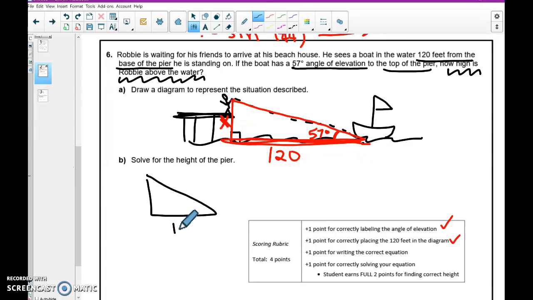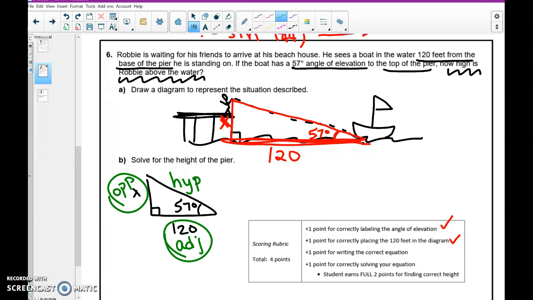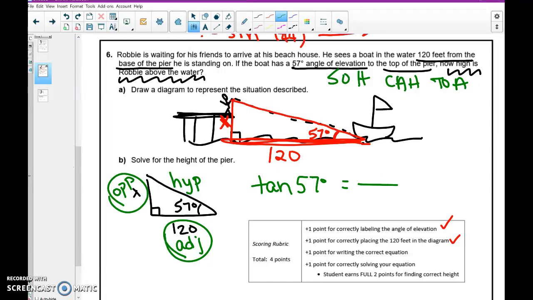I'm going to redraw it over here a little bit cleaner. There's X, there's 57. Now I can start to do my labels. Here's opposite, adjacent, and hypotenuse. Nothing on the hypotenuse, only using opposite and adjacent this time. If you check our SOHCAHTOA, opposite and adjacent is going to be tangent, TOA. So it's tangent 57 degrees. Tangent is O over A, so opposite is X, adjacent is 120.